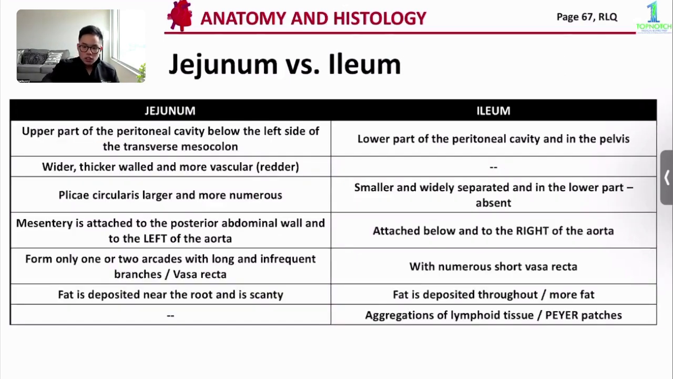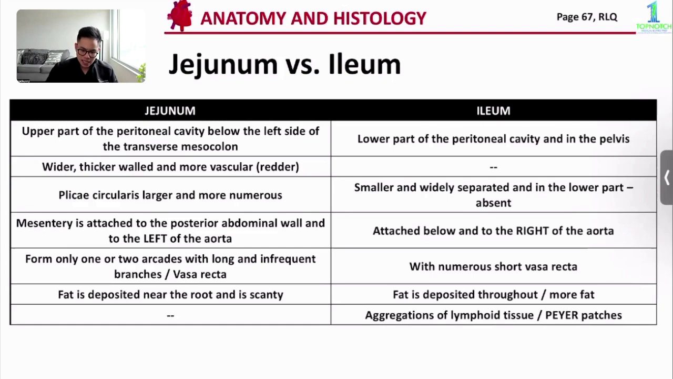Okay, so to remember the difference between the jejunum and the ileum, I'm not sure if they asked this in the recent boards, but they did ask a couple of questions during my time about the difference between the jejunum and the ileum. I apologize, I don't use any mnemonic for this one, but if you do, you can shoot me an email and then we could probably share it with everyone else.